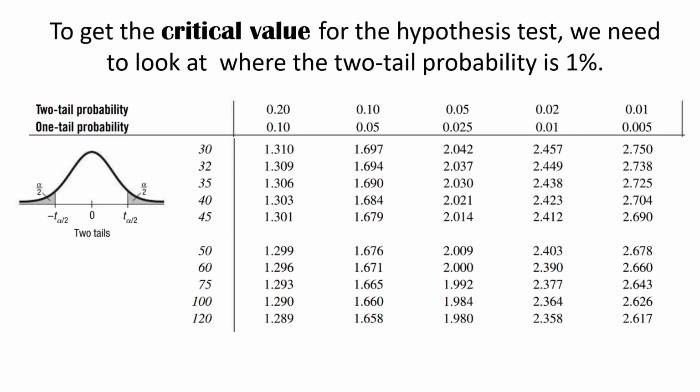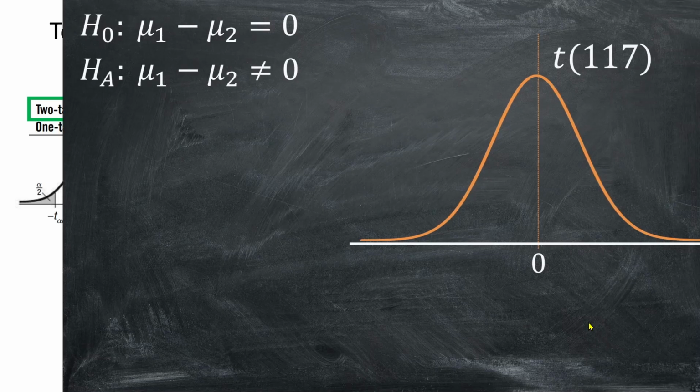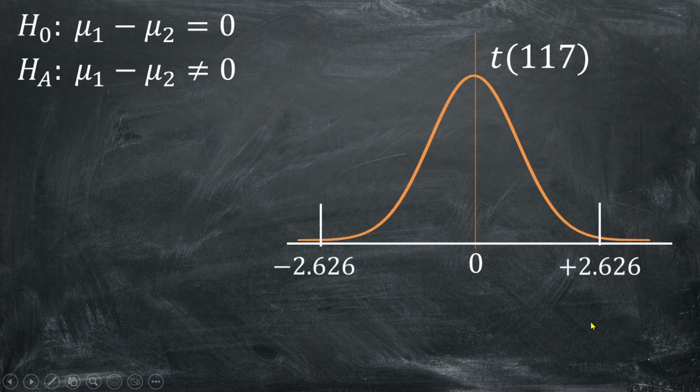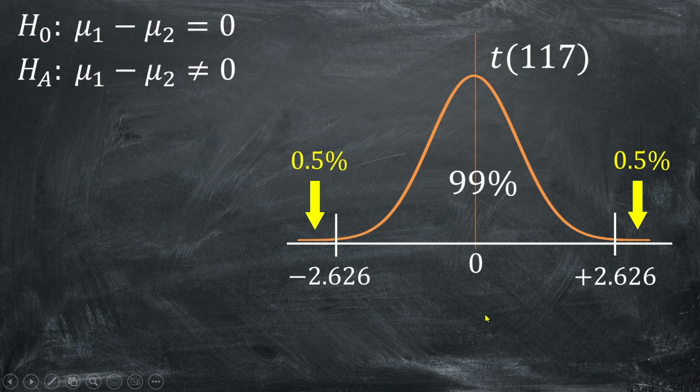So again, we go to the t-table. This time we're looking at a two-tail probability of 1%. Again, it's 100 degrees of freedom as our approximation. And now we get a much larger value, much larger than before. We get 2.626 as the critical value. And so plus and minus 2.626, those are the boundaries that will put 0.5% into each tail of the distribution and 99% in the middle.